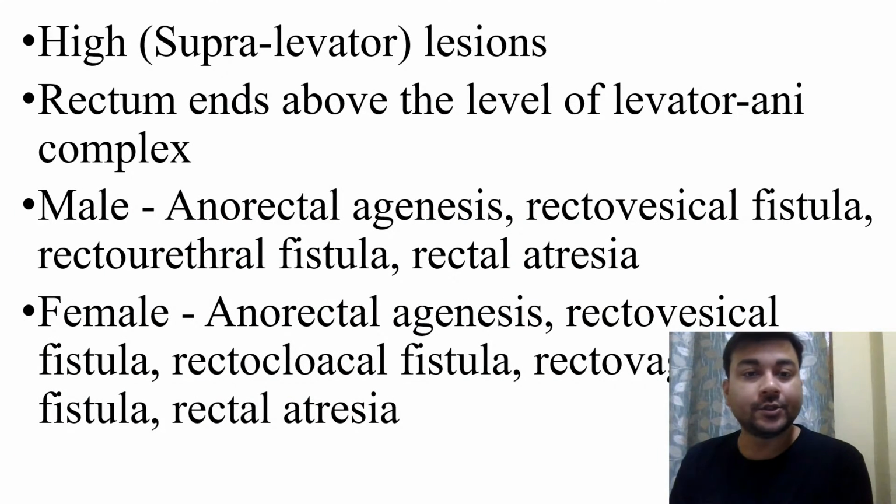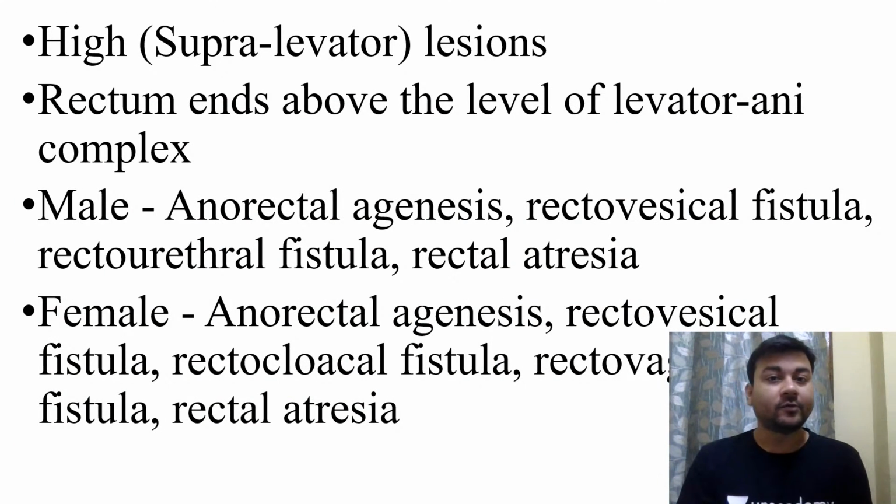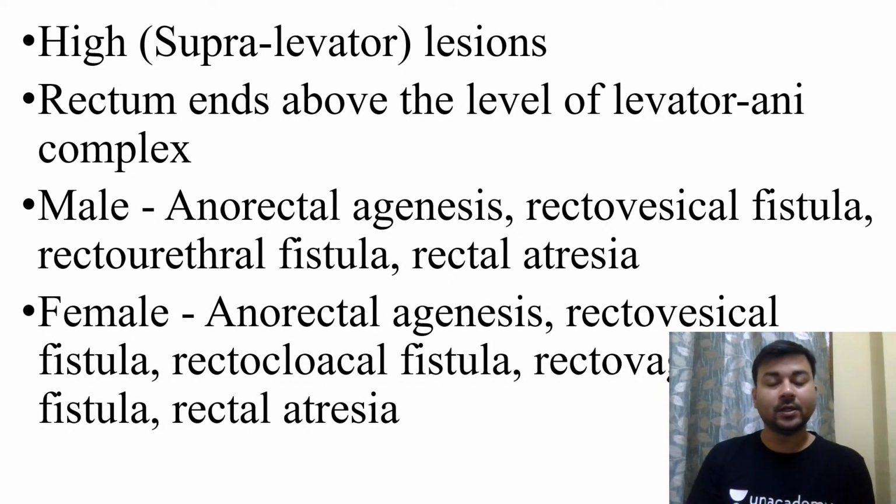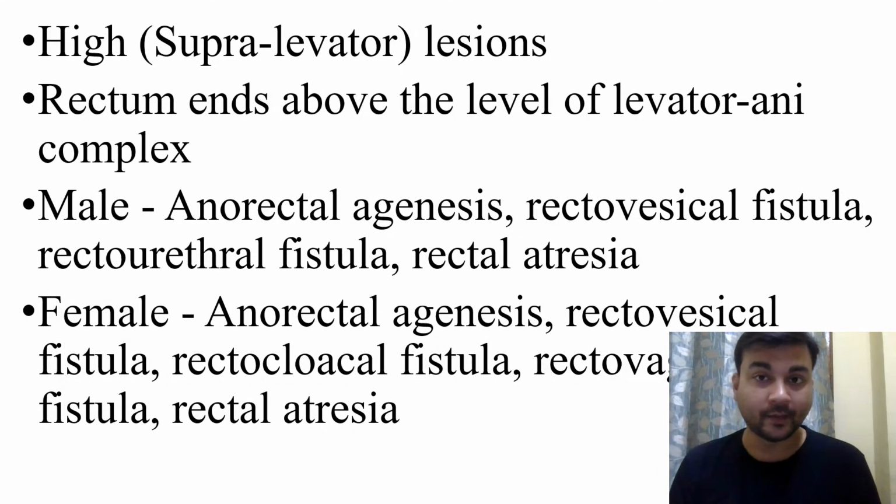Now there are actually 2 types of anorectal malformation. One is high lesion, also known as supralevator lesion, and one is low lesion. So actually in anorectal malformation there are many types of abnormality, whether it is male or whether it is female.